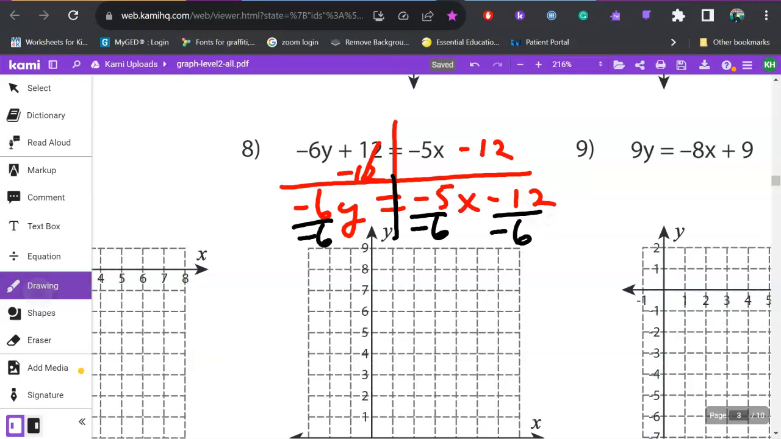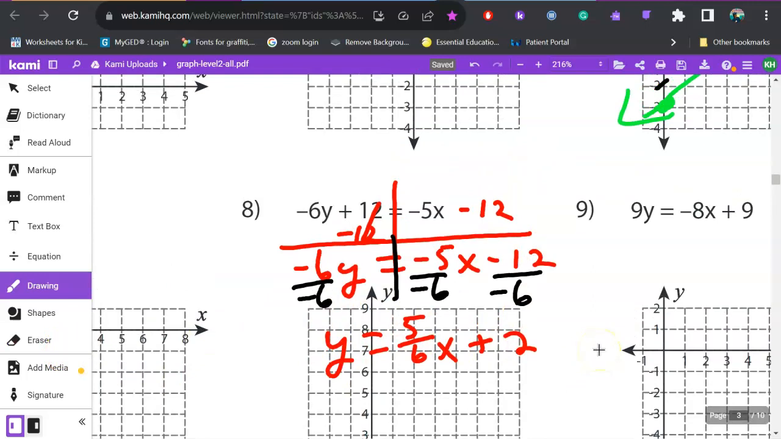When I do that, that leaves me y equals negative 5 over negative 6. That's not going to reduce, but it does change it to positive. And then negative 12 over negative 6. That does reduce. That's going to be a 2, and it's going to be a positive 2, because a negative divided by negative is a positive. So this is what I'm graphing. Let me put that up here. y equals 5 over 6x plus 2.